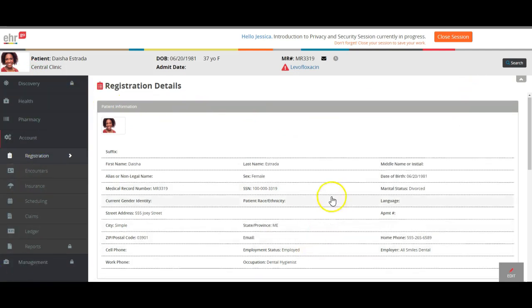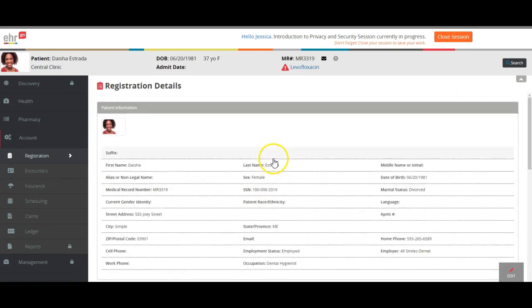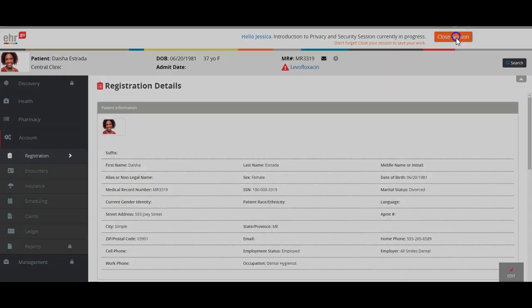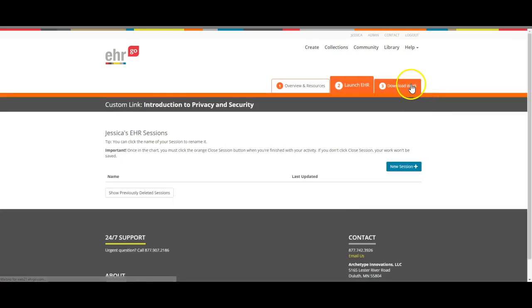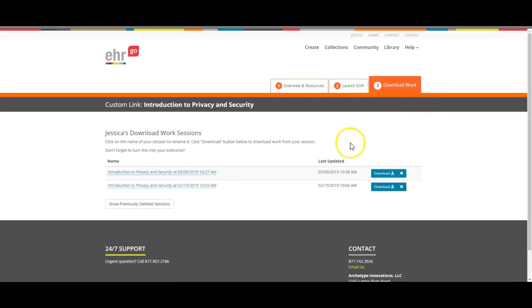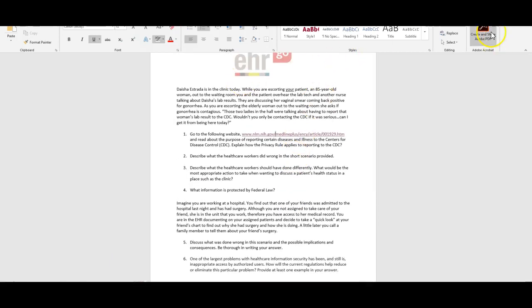So, like I said, you can go and click around and try to find out things in here, but there isn't anything that you need to document in her chart for this session. So when you're done looking around and trying to find out whatever you want to find out in the chart, you can close it. And there isn't really anything for you to download from this chart because you're doing all the work on the Word document. So when you're done filling out your answers on the Word document, you want to save it as a PDF and then upload it to Canvas, and that's about it for the Introduction to Privacy and Security assignment.